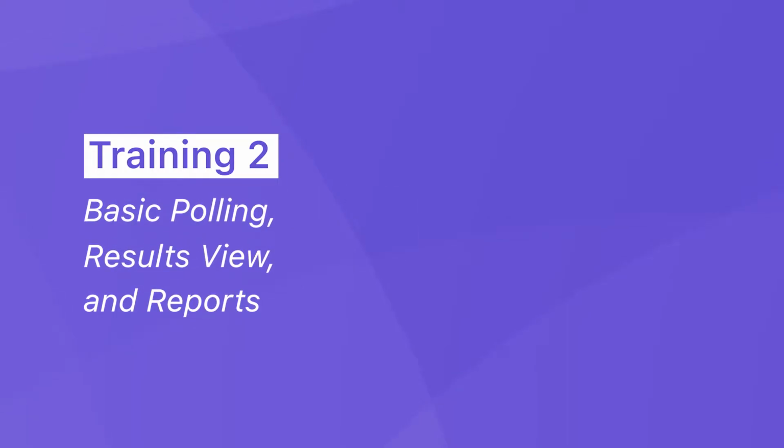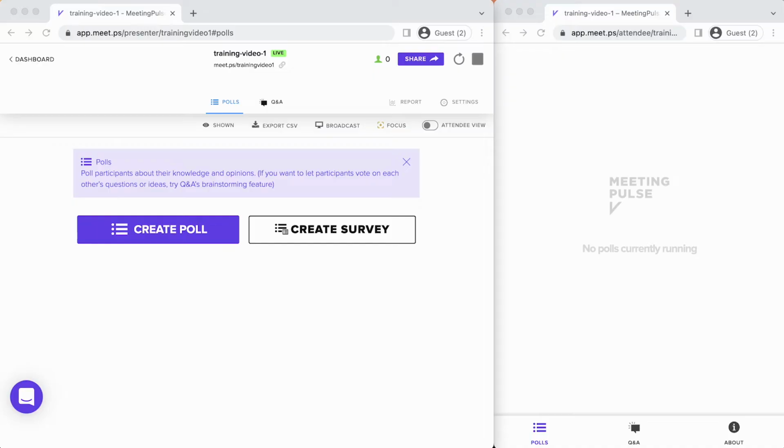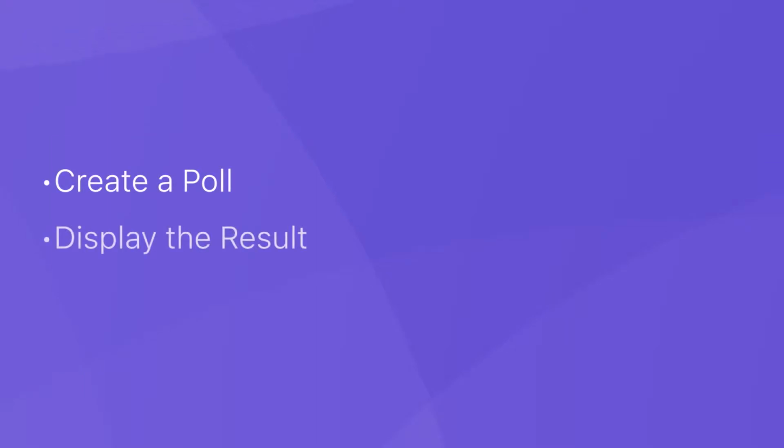If you haven't already, make sure you've watched Training Video 1. Now that you've enabled your Attendee View and Polls feature, we're going to learn how to create a poll and display the result. Creating a poll.